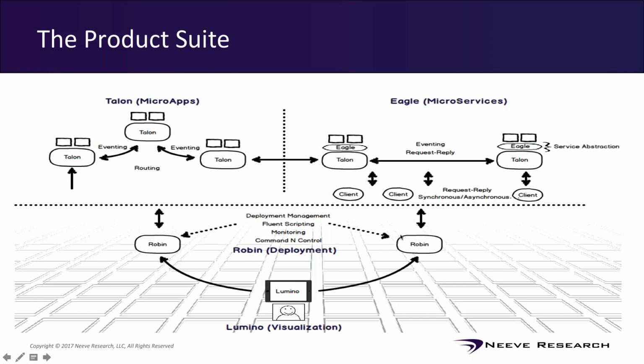Then down the bottom here, we've got Robin and Lumino, which are basically our deployment monitoring command and control tooling. So once you've deployed all these things, you want to keep an eye on them and maintain them and all that sort of thing. And Lumino and Robin let you do that. But I won't go too much into them just now.